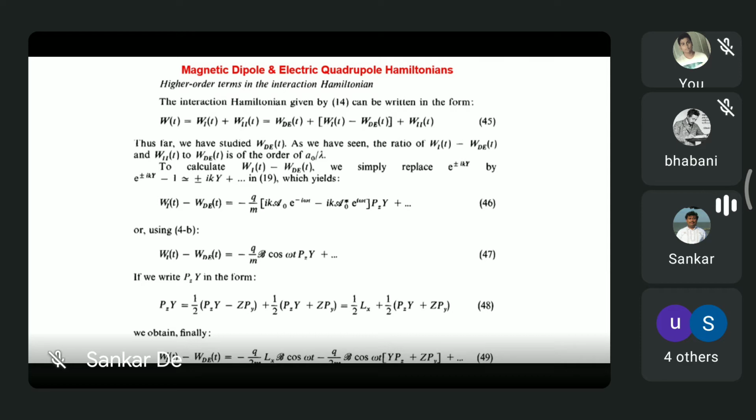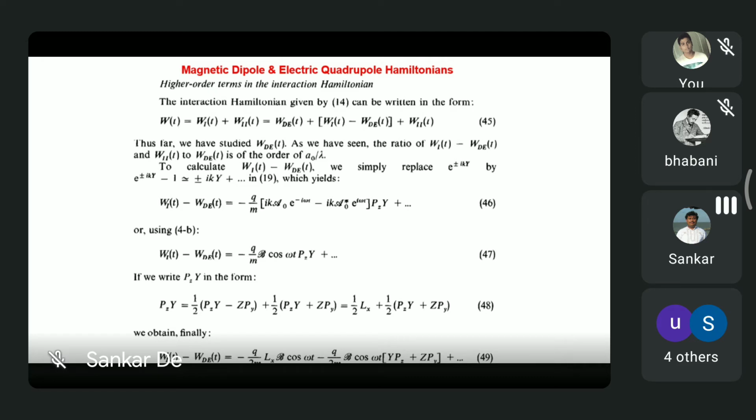which is actually of the order of a0 by lambda, so atomic dimensions. This is understood, right? Yes. Okay, tell me if you haven't understood, then I can go back and see. And the other term is the W2 term, and the W2 term is completely the spin magnetic moment interaction, S dot B term, which we have ignored because that term is also of the order of a0 by lambda, this order of magnitude less than the W_DE term.